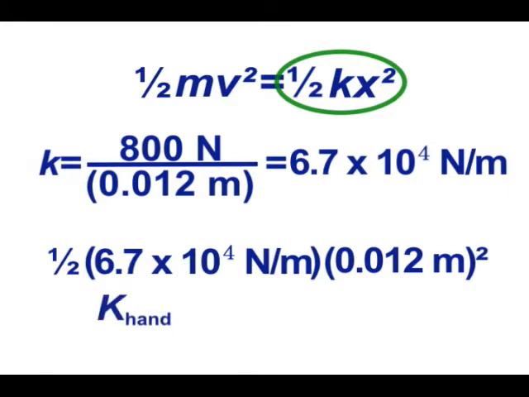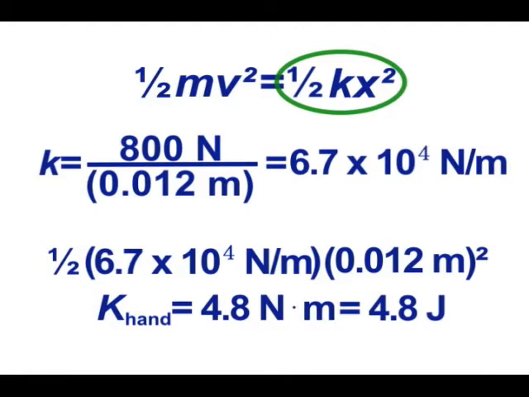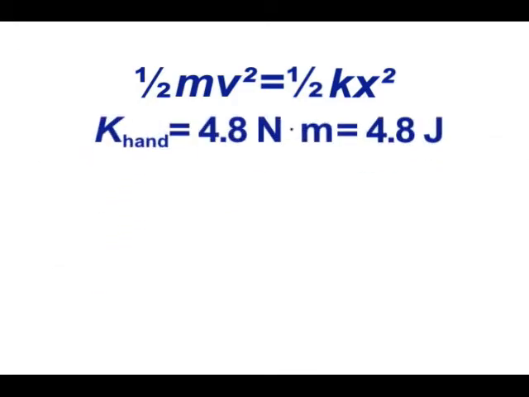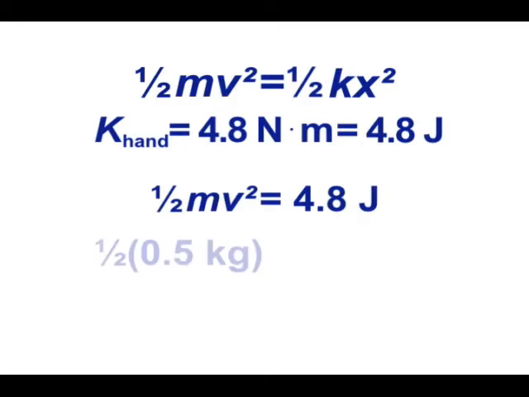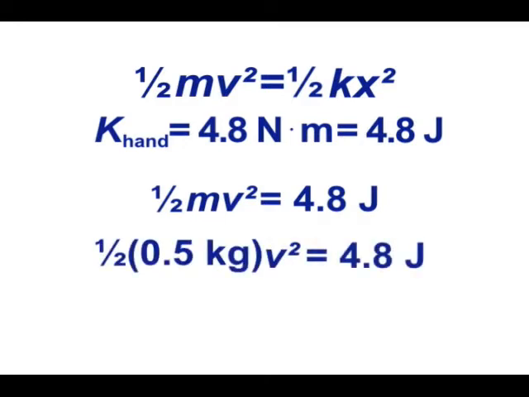So I end up with an energy of 4.8 newton meters, or 4.8 joules. So how much kinetic energy does my hand have to break the board? 4.8 joules. Oh, and we can work out what speed that corresponds to. 1/2 mv squared is equal to 4.8 joules. I'm going to assume my hand has a mass of about 1/2 kilogram. I'm built pretty light. So I put in 0.5 kilograms, and I can calculate v. And if I do it, I get a speed of 4.4 meters per second.